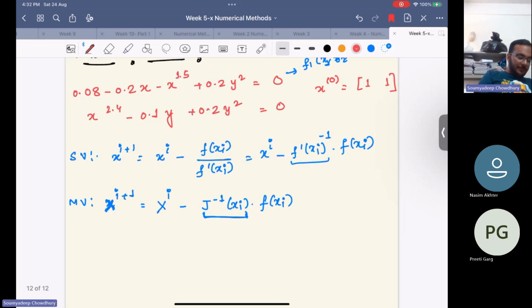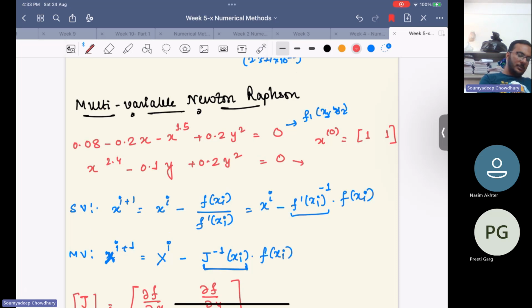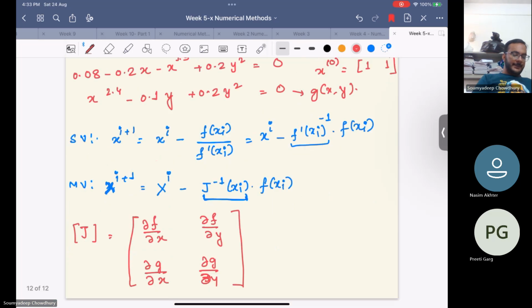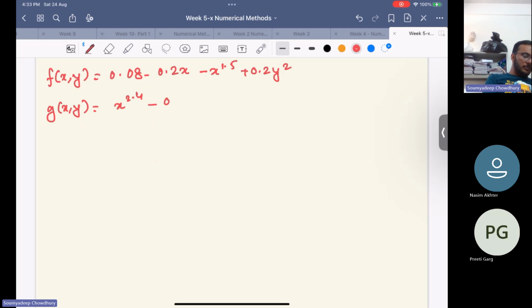So the Jacobian matrix is basically dou f by dou x, then dou f by dou y, dou g by dou x, and dou g by dou y. This is the second order Jacobian matrix. This first equation is my f, and this is my g of x comma y. So I'll write these equations once again. f of x comma y is 0.08 minus 0.2x x to the power 1.5 plus 0.2 y square, and g of x comma y is x to the power 2.4 minus 0.1 y.